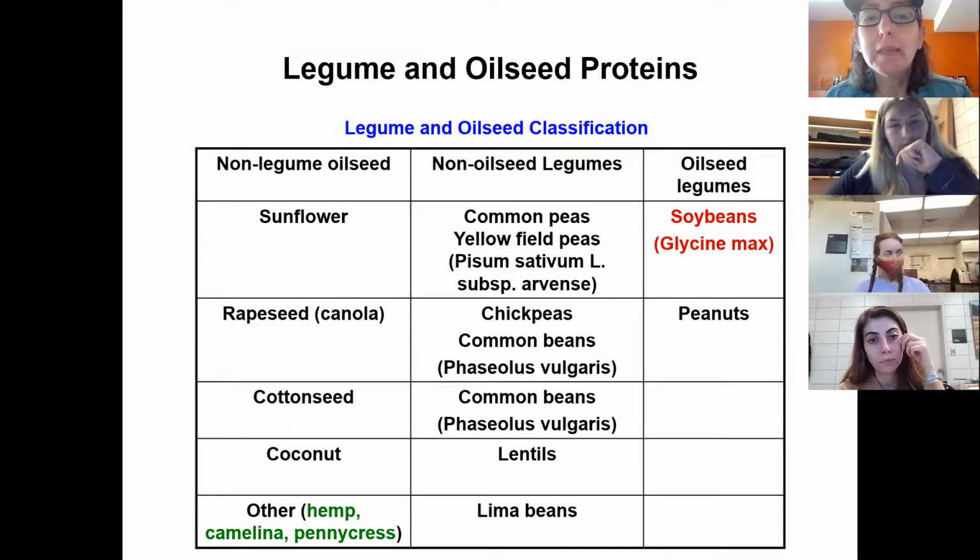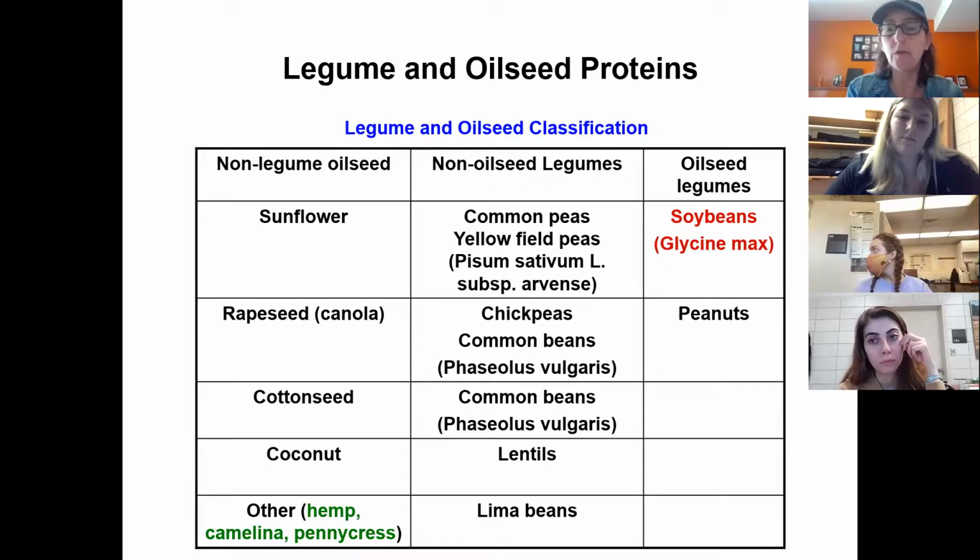So legumes and oil seeds. Sometimes we have legumes that are also oil seeds, for example, soybeans and peanuts. They are legumes, they exist in a pod. And they are oil seeds because they have a high content of oil and high content of protein and close to 0% starch. They're mostly fiber. So they're not starchy.